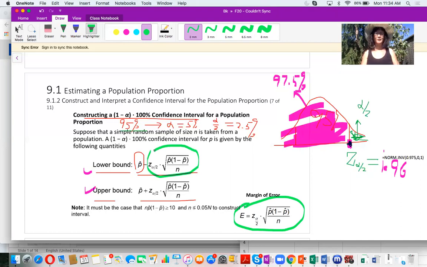Of course, when you use this formula for the lower bound and upper bound, make sure to check the requirements: n p-hat times 1 minus p-hat greater or equal to 10, and sample size n smaller or equal to 5% of the population size.